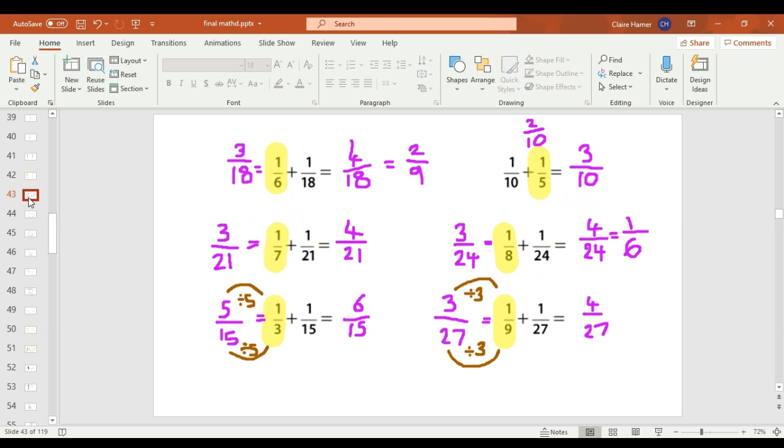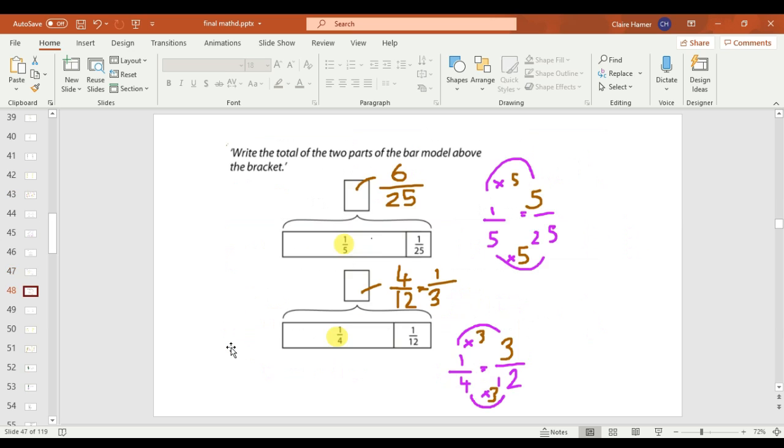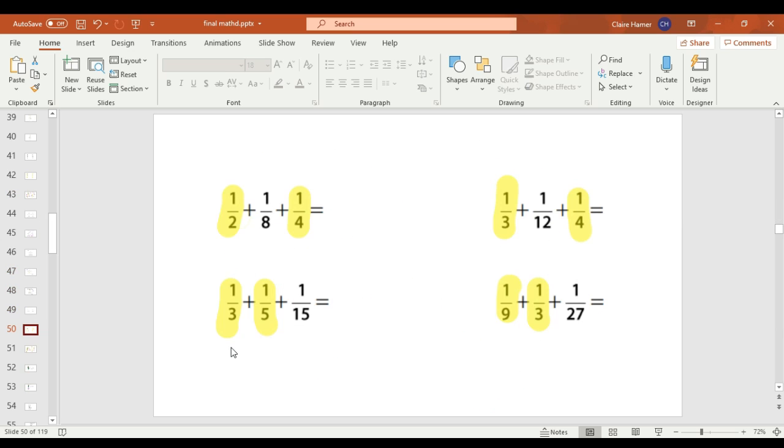Let me see if I can find an example. So you need to set out like this, really clearly. Pause the video and see if you can work out the answers to at least 2 of the questions. It would be good if you could do them all. Have a go.